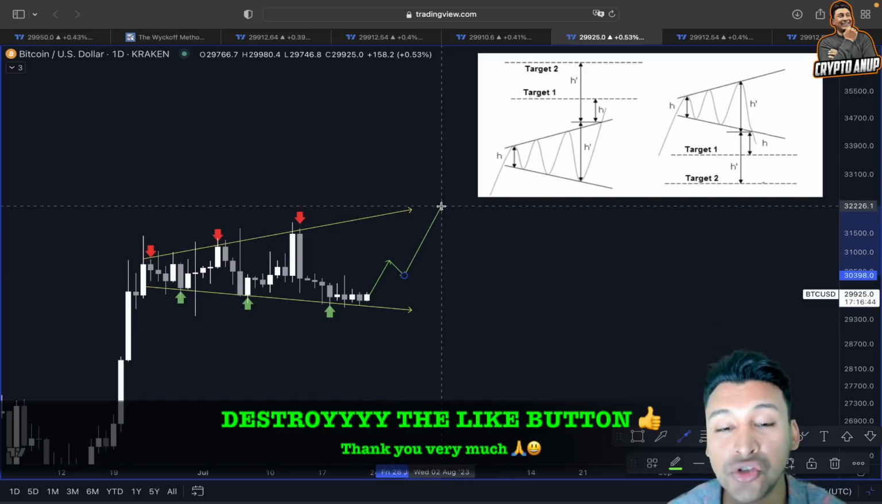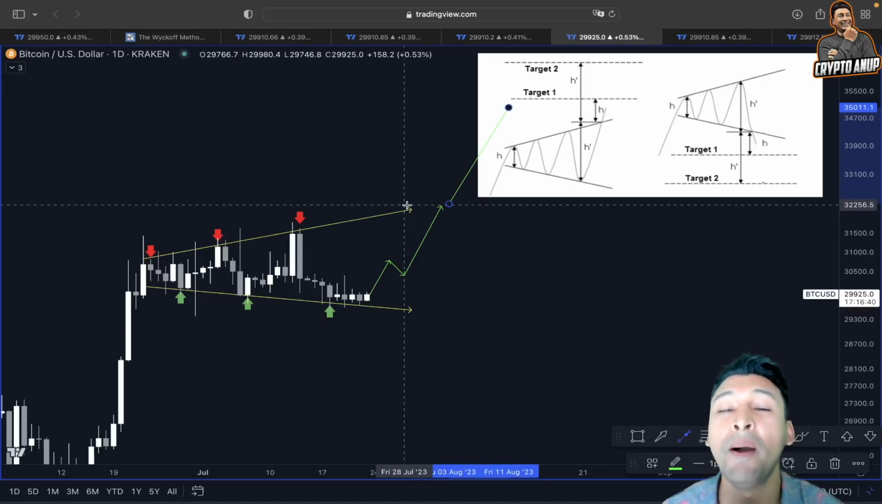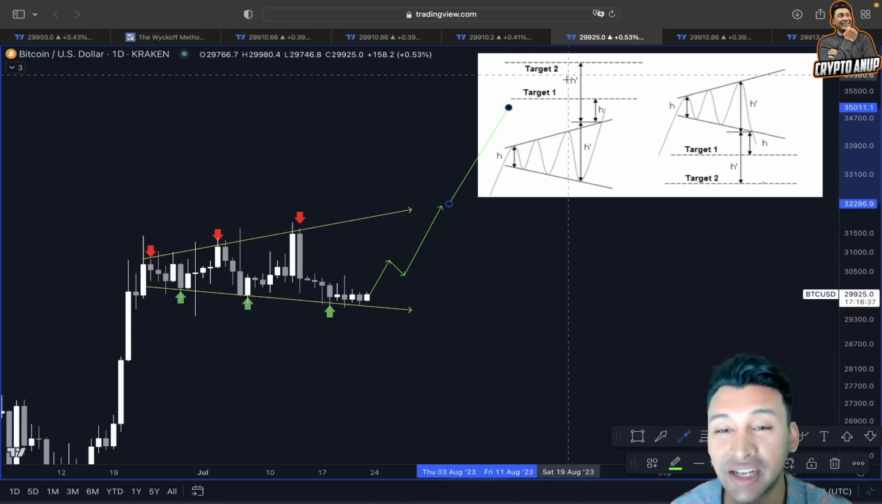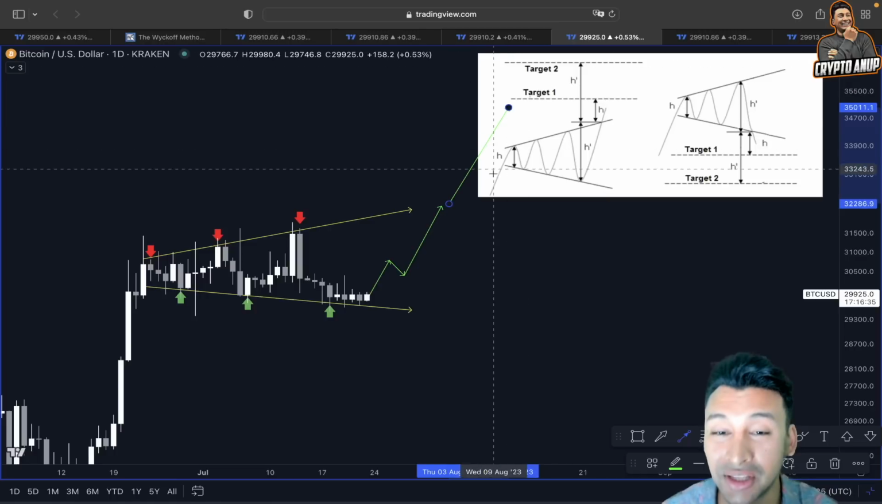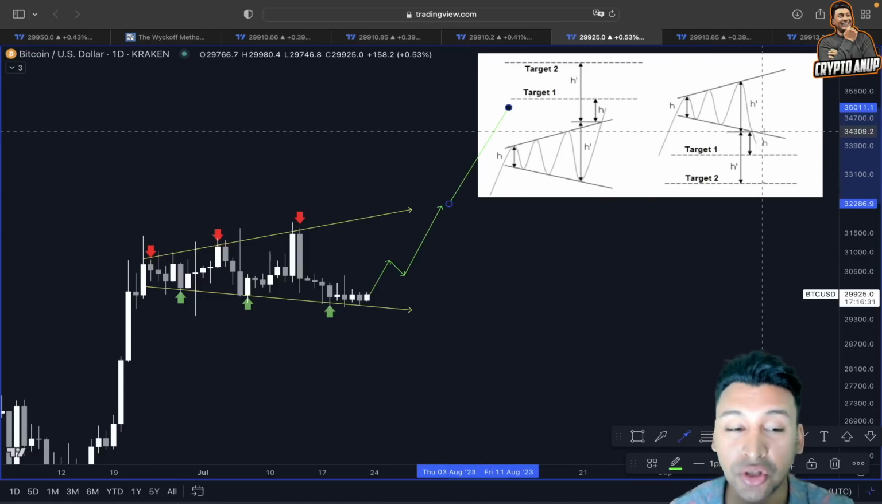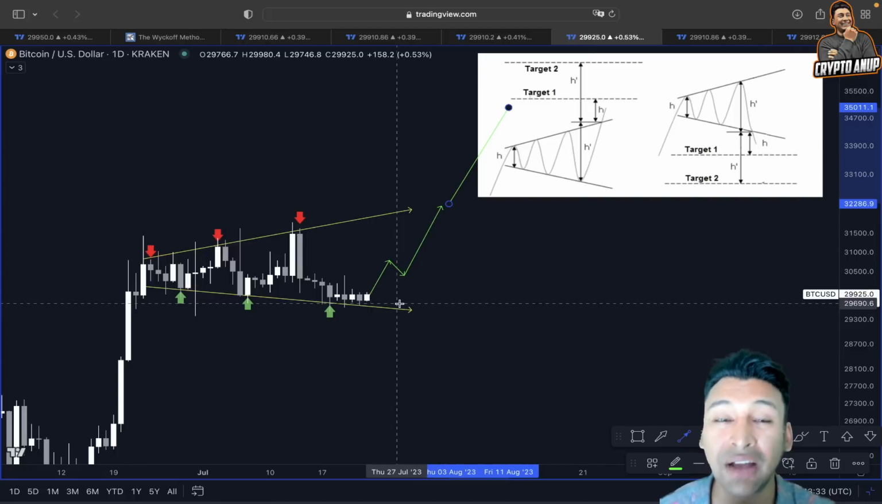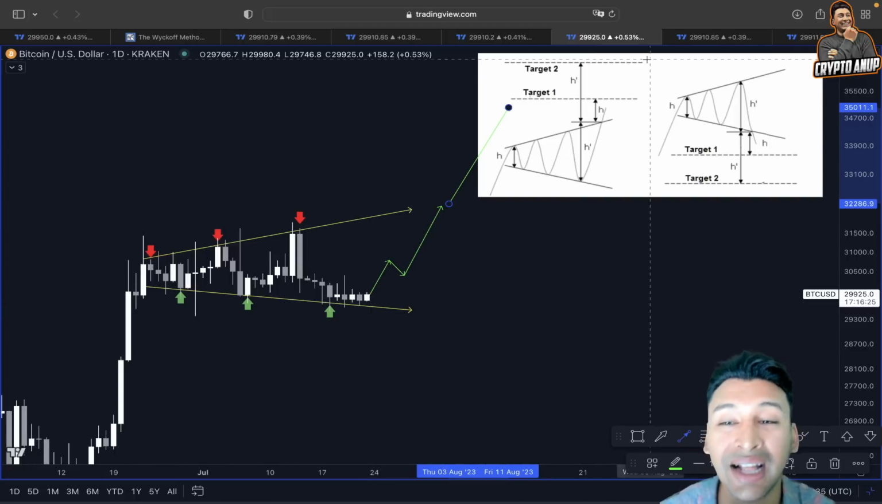looked at as a continuation pattern, not a bearish continuation, but more of a bullish continuation pattern, just like as shown here in an example. On the left hand side, this is a bullish continuation pattern. On the right hand side, this is a bearish continuation pattern. But for us, since the price is still above 29,000 to 30,000 in the medium short term, let's not worry that much.